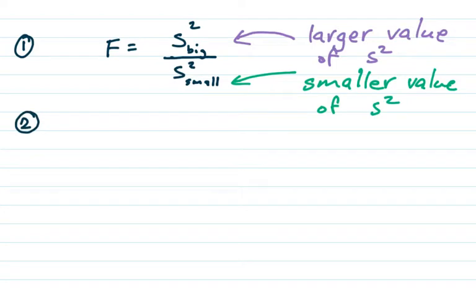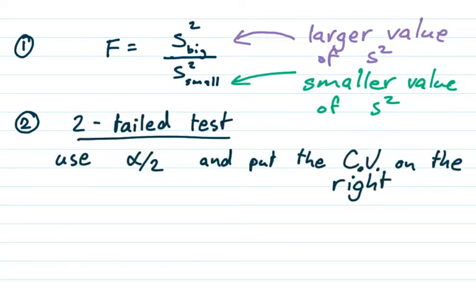So the next thing that we have to think about is this. For a two-tailed test, we're going to have to use alpha over 2, and we're going to make sure to graph it. On our graph, we're going to place the critical value, CV, on the right side of the distribution.